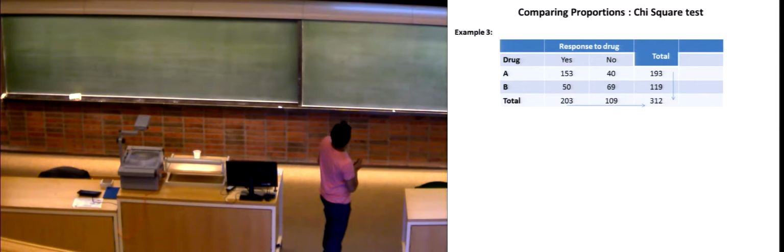Okay, maybe this would impress you. So for the drug, I have A and B, and the response to the drug, yes and no, right? So I have a cross-sectional study, or a temporal study, let's say. And then I have this drug trial for A and B. 153 were found to be responsive to drug A, 50 were found to be responsive to drug B, and this is how you get a contingency table.